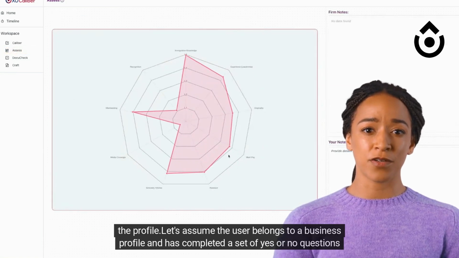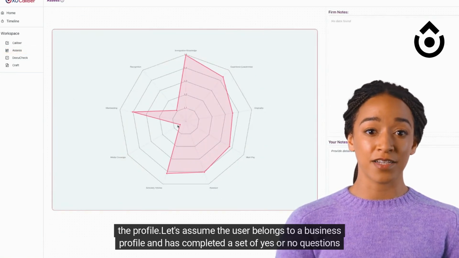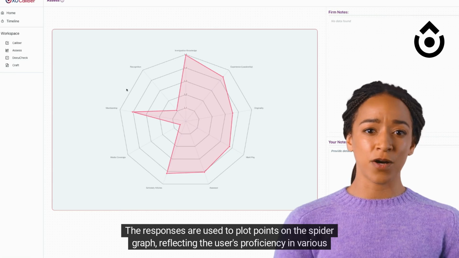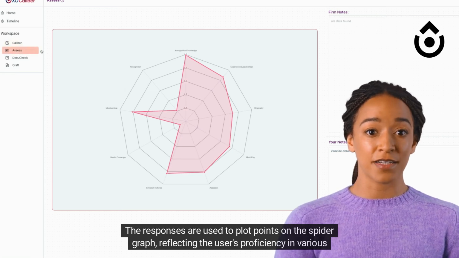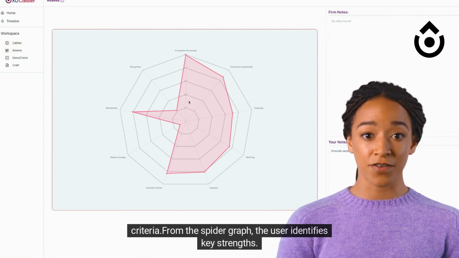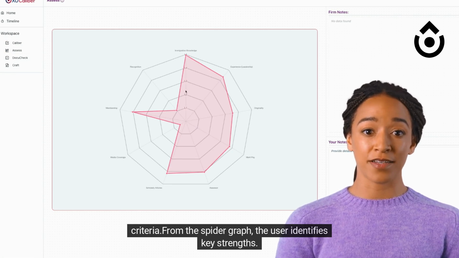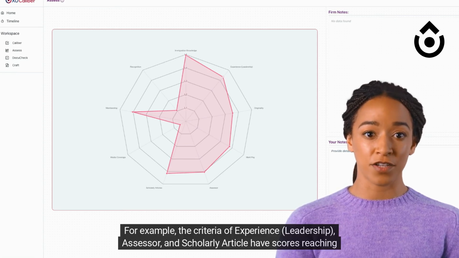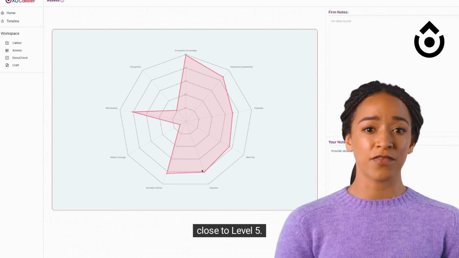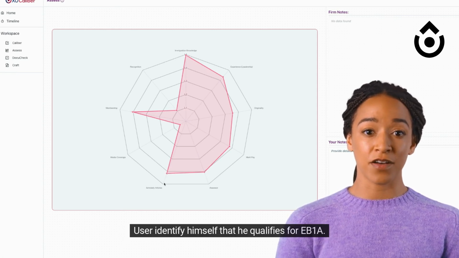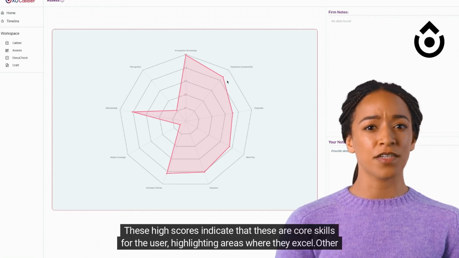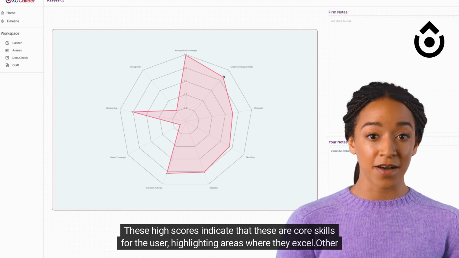Let's assume the user belongs to a business profile and has completed a set of yes or no questions in the caliber section. The responses are used to plot points on the spider graph, reflecting the user's proficiency in various criteria. From the spider graph, the user identifies key strengths. For example, the criteria of experience, leadership, assessor, and scholarly article have scores reaching close to level 5. The user identifies that he qualifies for EB1A. These high scores indicate that these are core skills for the user, highlighting areas where they excel.